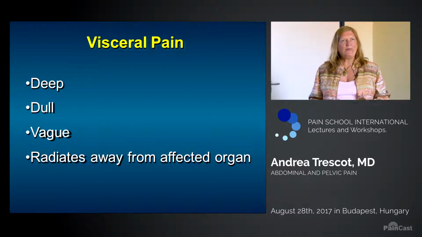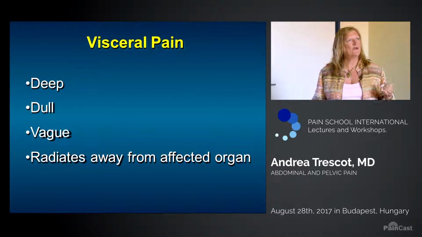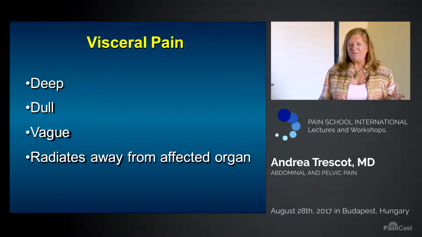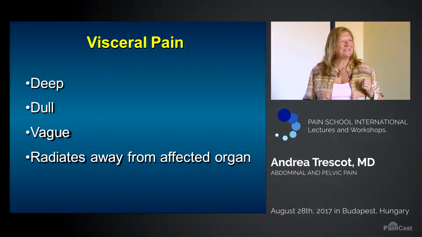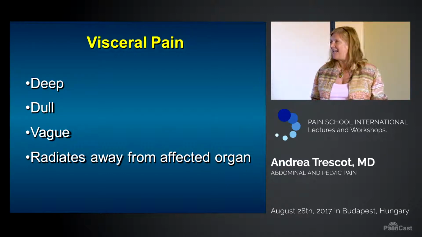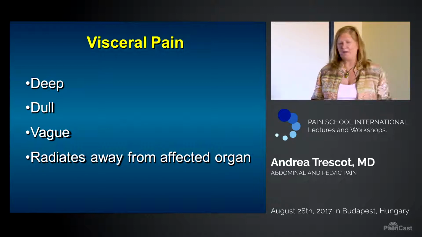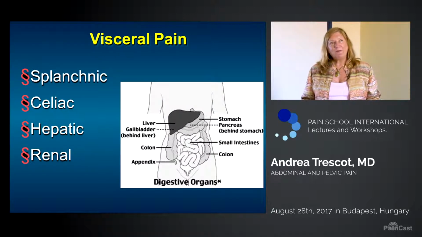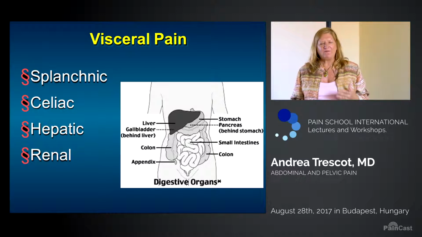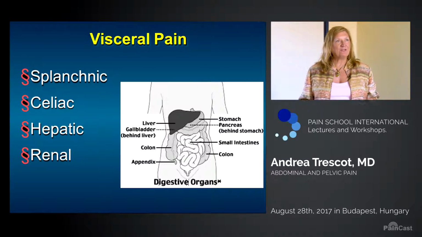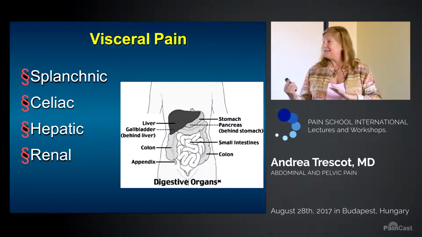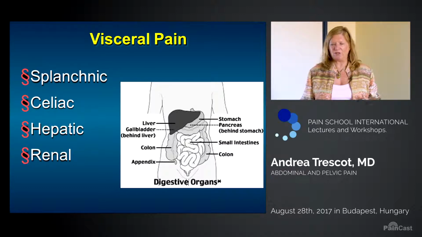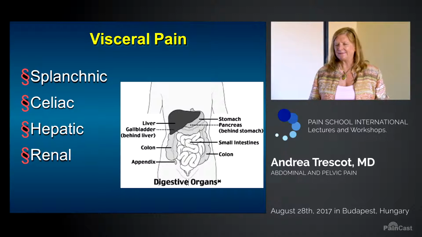But when we think about visceral pain, we're going to try and focus on that a bit. That visceral pain is usually described as a deep, dull pain. It's vague, and it radiates away from the organ. For abdominal pain and pelvic pain, there are actually about 4 areas that we have the potential for causing pain, but really only 2 of them in this abdominal region that we pay attention to, the splanchnic and the celiac.